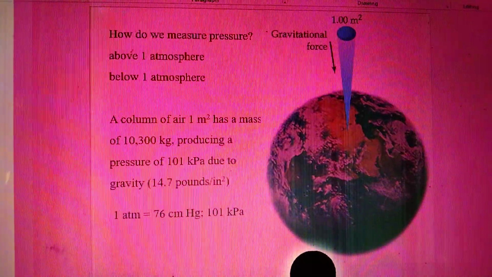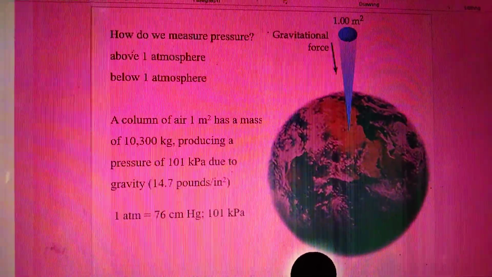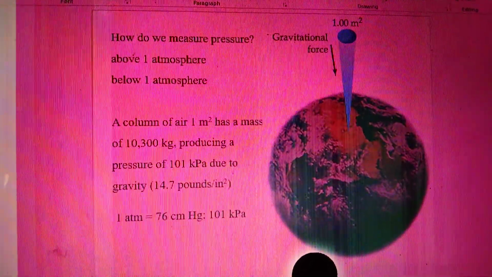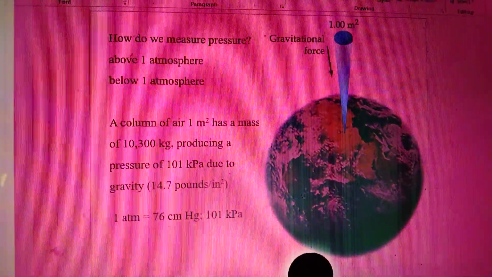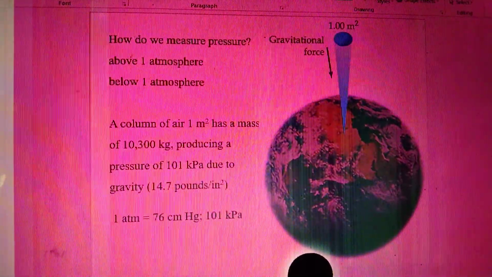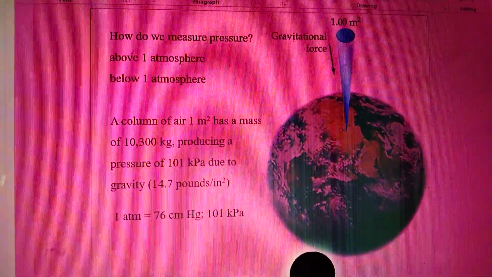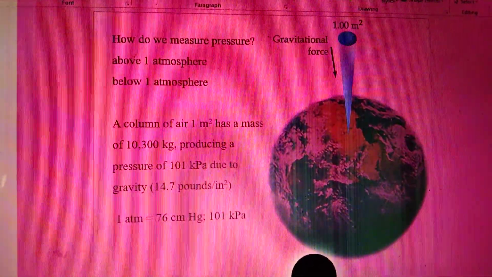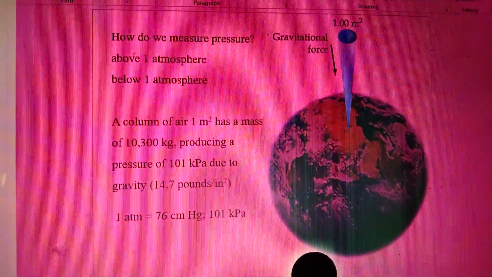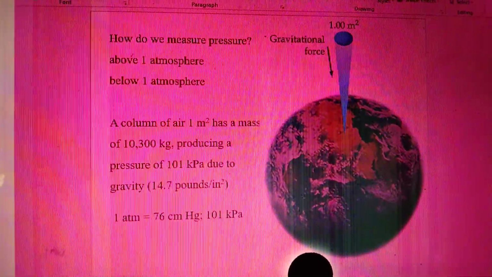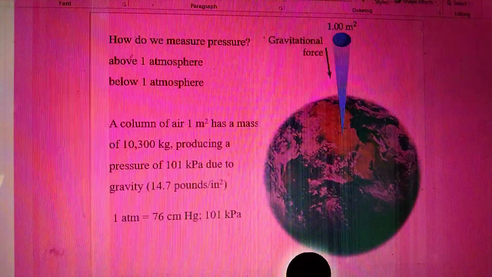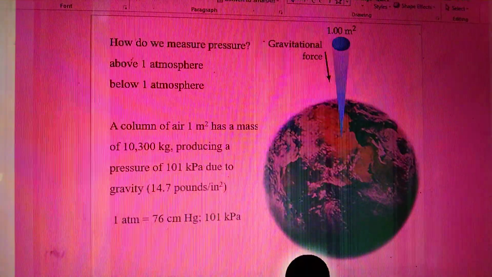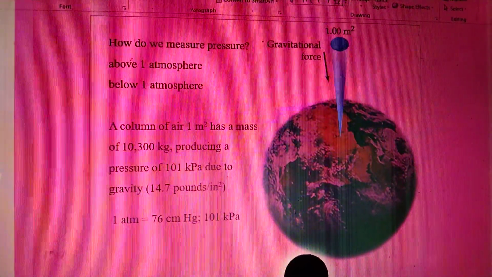How do we measure pressure? Above 1 atmosphere, below 1 atmosphere. So here is the diagram. Gravitational force. A column of air 1.00 meter squared has a mass of 10,300 kg, producing a pressure of 101 kPa due to gravity, or 14.7 pounds per inch squared. 180 N is equal to 76 centimeters Hg, or 101 kPa.